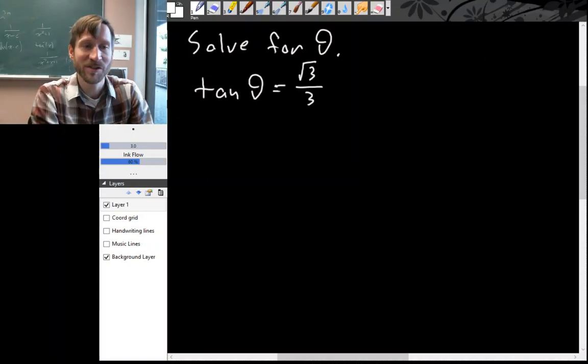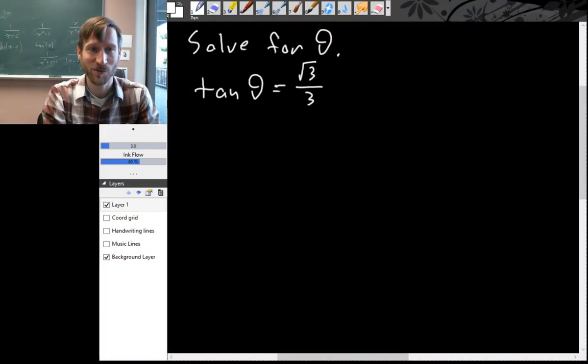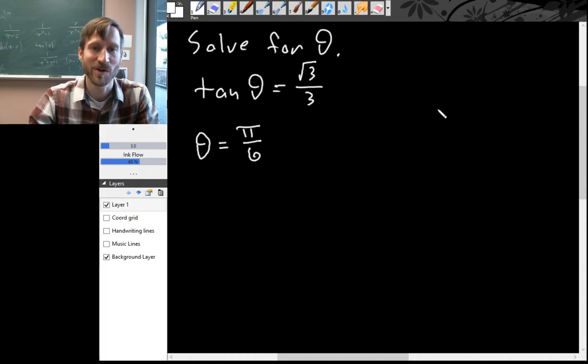Let's solve a basic trigonometric equation that has tangent in it. So we're going to solve tangent theta equals root 3 over 3. Root 3 over 3 is a pretty familiar value for tangent. You might remember that pi over 6 has tangent root 3 over 3.